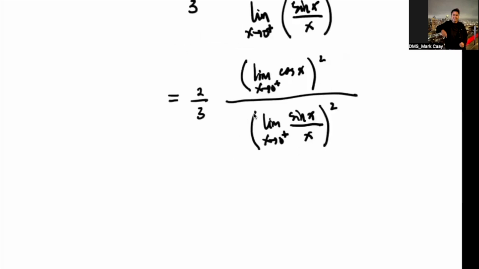We know, guys, that this one here, as the known result goes, is just the same as 1. This is also the same as 1. Therefore, the answer here is 2/3.